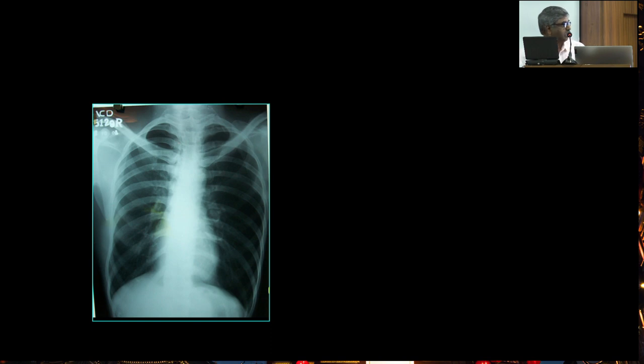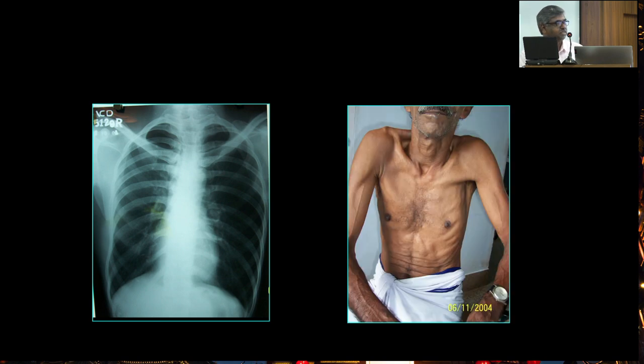And this X-ray obviously looks like COPD, and there is hyperinflation on both sides. But if you look meticulously, even though it's hyperinflated, the left side is more lucent than the right side. Is it so? Yes. So now this is the diagnosis.